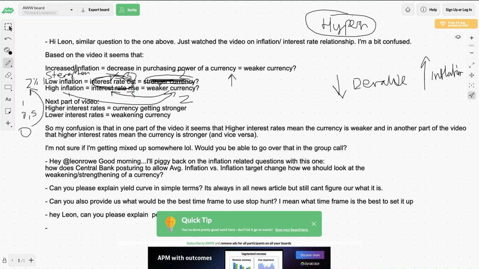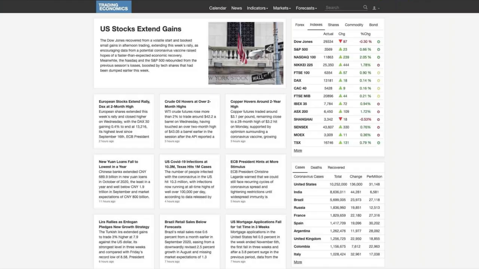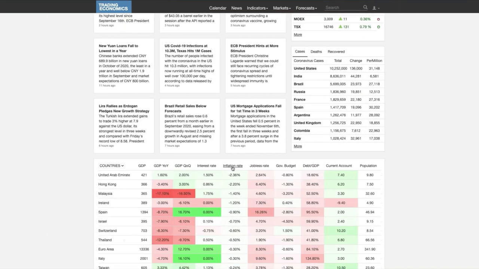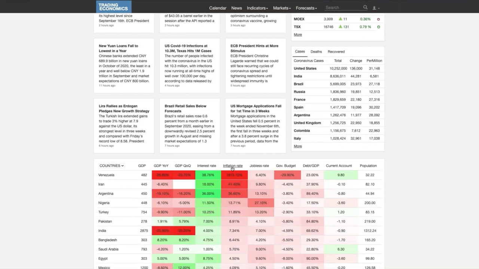Everyone has heard of hyperinflation, and in recent history, I think it was Venezuela. Does anyone know about the Venezuelans? Massive problem when it comes to inflation, right? Because inflation is basically prices. So let's look at Venezuela. This is Trading Economics. Look at this. Their inflation rate is at 1,813%.